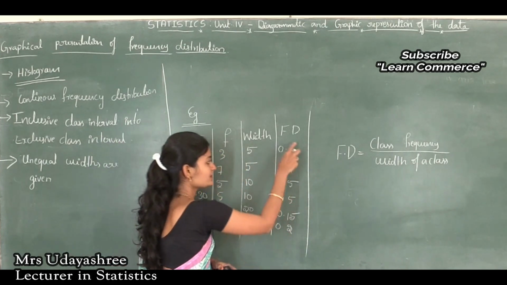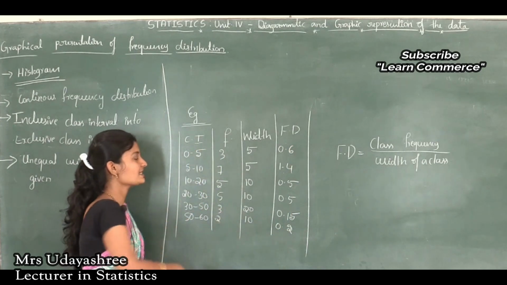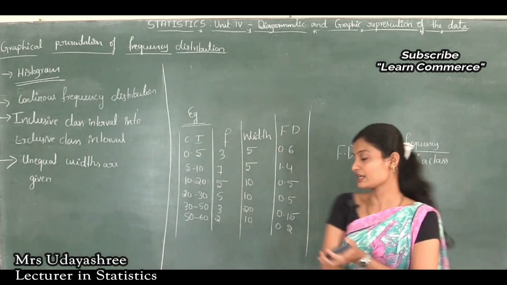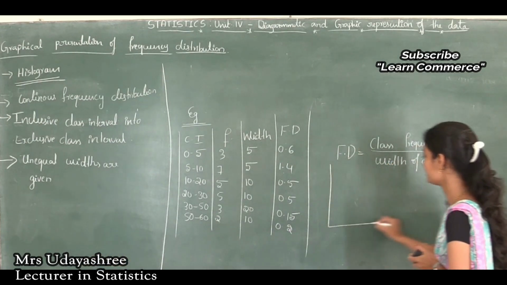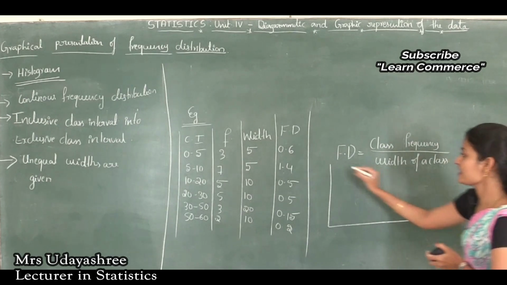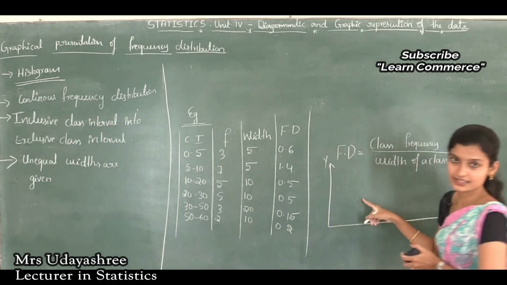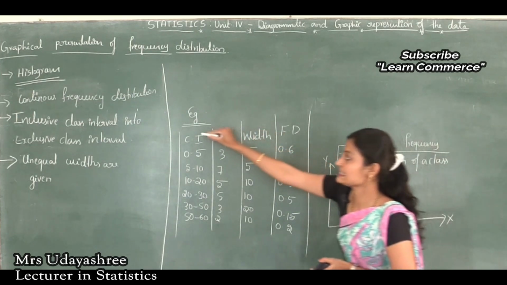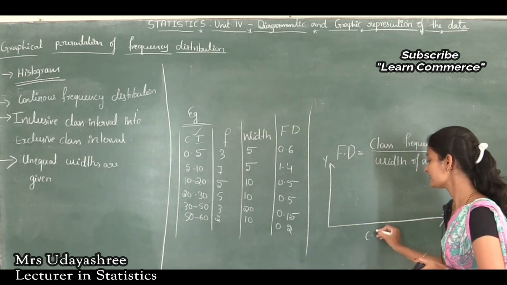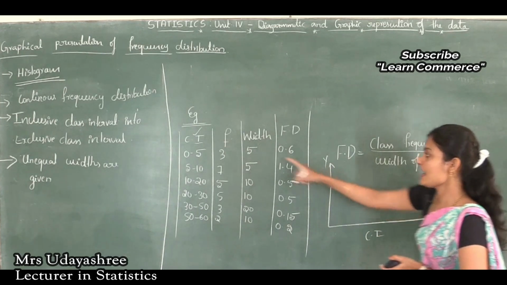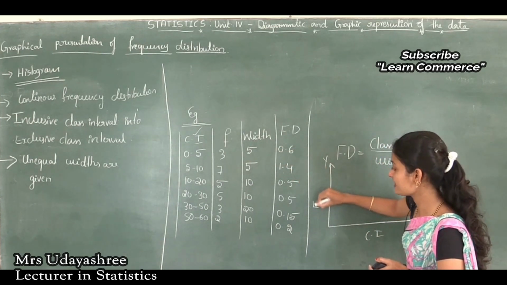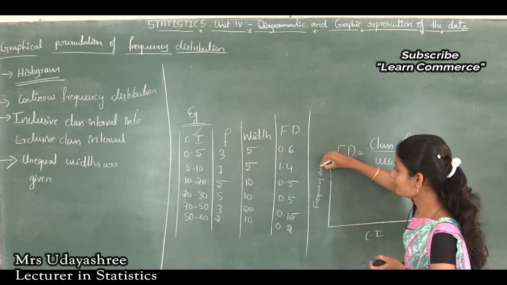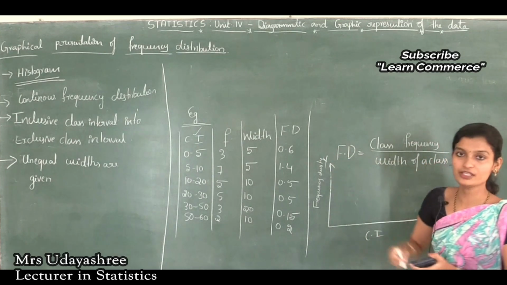So now using this frequency density and this class interval, we can draw the histogram. While constructing a histogram, it looks like this. Here is the x-axis and here is the y-axis. This is the graph to draw a histogram. The class interval goes along the x-axis and the frequency density goes along the y-axis.